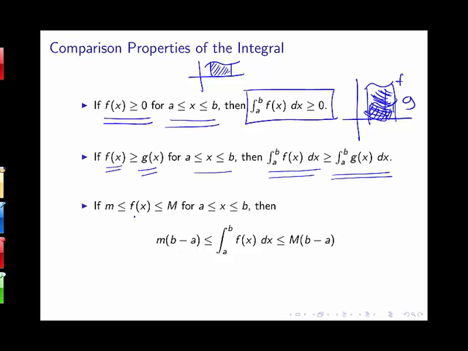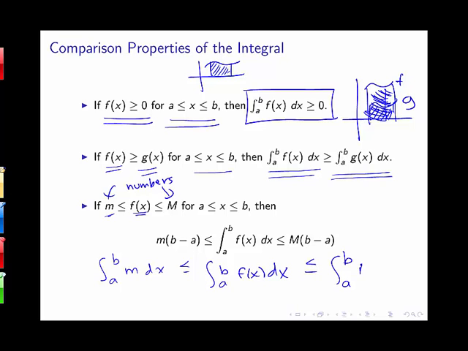Okay, and then lastly we have a property that tells us if f of x is between two numbers, these are some numbers little m and big M, over the whole interval, then using that second property here, if I have m less than or equal to f of x less than or equal to M, that means the integral from a to b of m dx would be less than or equal to the integral from a to b of f of x dx, which would be less than or equal to the integral from a to b of M dx.